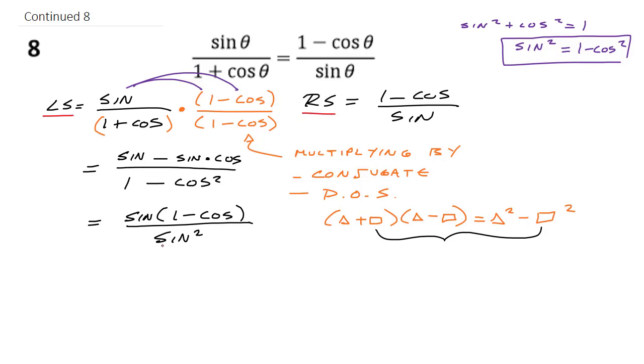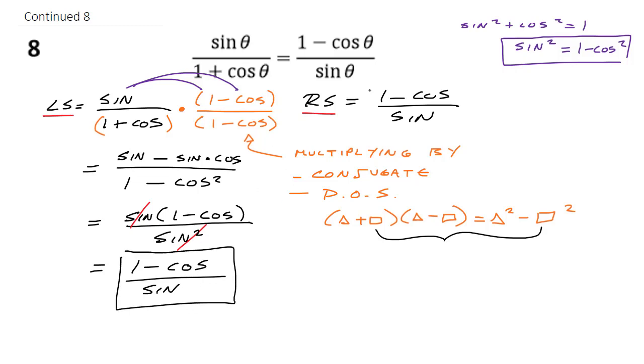So that I can cancel one of the sines with one of the sines here, because we have sine squared on the bottom, so there'll be one sine left. So all that's left is 1 minus cos over, there's still one sine left. There you go. The two sides are the same. It worked out. Like I said, not a lot of work, but really knowing your math helps a lot out here, right? All right, so we used the Pythagorean identity, and we multiplied by the conjugate.